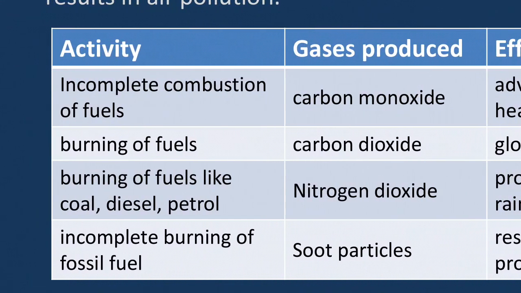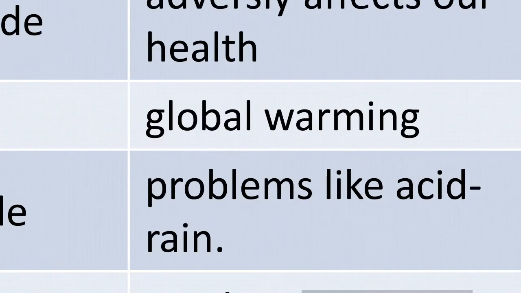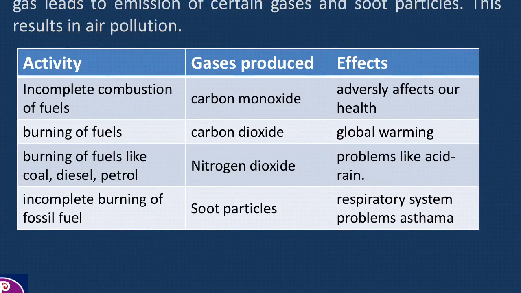Then if there is complete burning of fuel, carbon dioxide is generated, and this results in global warming. Due to global warming, so many environmental problems are being created. I think you are aware of this. Then burning of fuels like coal, diesel, petrol causes production of nitrogen dioxide, and problems like acid rain, which we have discussed in our ninth standard earlier. What are the effects of acid rain on the environment?